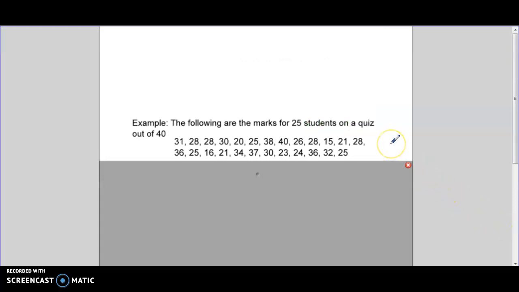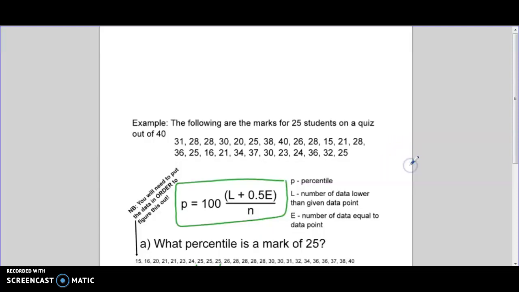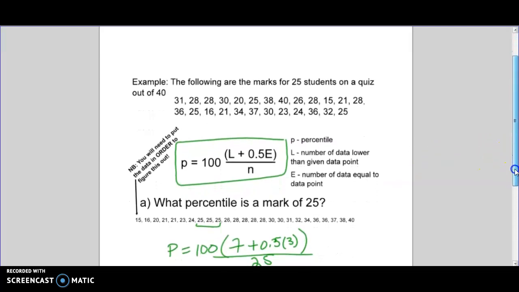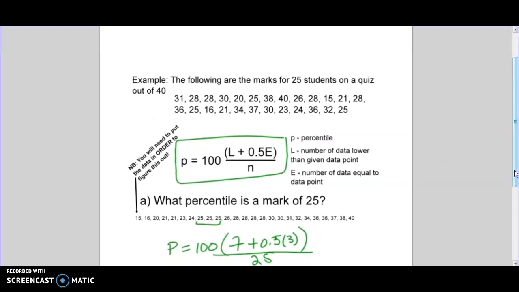Another way you could be asked a question is, in this next example, the following are the marks for 25 students on a quiz out of 40. What percentile is a mark of 25? In the question before, we were asked what mark is the 80th percentile. Now we're given the mark and we want to figure out the percentile. For this, we also have a formula, which you can see right here in the green box.